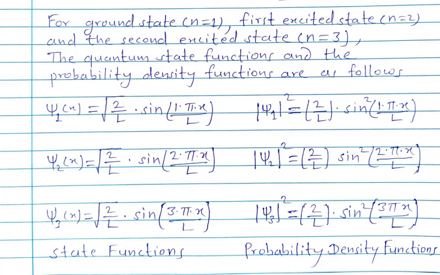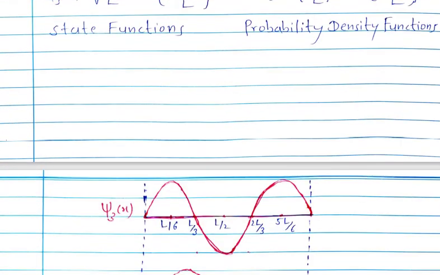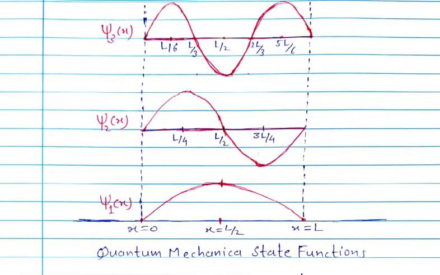Now it is interesting to see how these state functions and the probability density functions vary as a function of x for the case of a particle confined in a one-dimensional rigid box. Let's consider the case of state function first. The first three quantum states of the particle are represented by psi 1 of x, psi 2 of x and psi 3 of x, which are the ground state, first excited state and the second excited state.